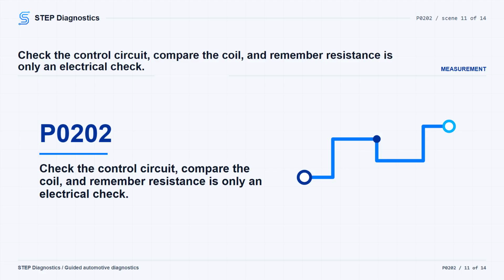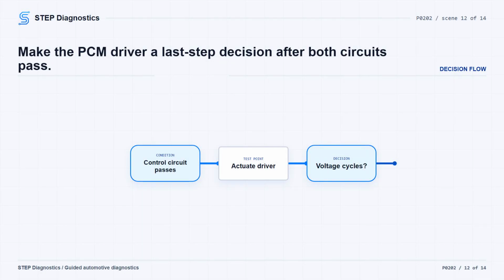If the scan tool has an actuator function for the driver circuit, back probe the injector control circuit while actuating the driver. You should see battery voltage when the driver is off, and no voltage on the control circuit when the driver is on. Do not jump to the PCM driver early. Check the battery supply circuit and the control circuit first. Only after both circuits check good should you evaluate the PCM driver. If those circuits are good and the control circuit voltage is not cycling on and off during driver actuation, the PCM is most likely faulty.